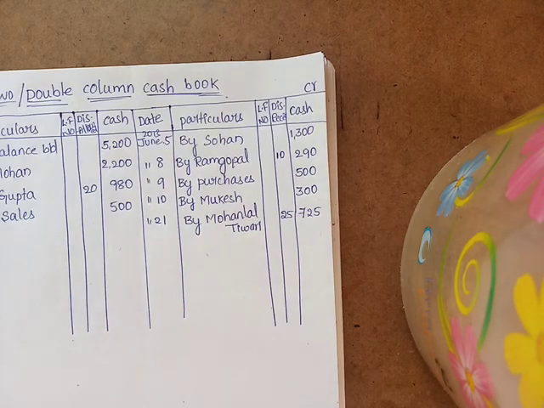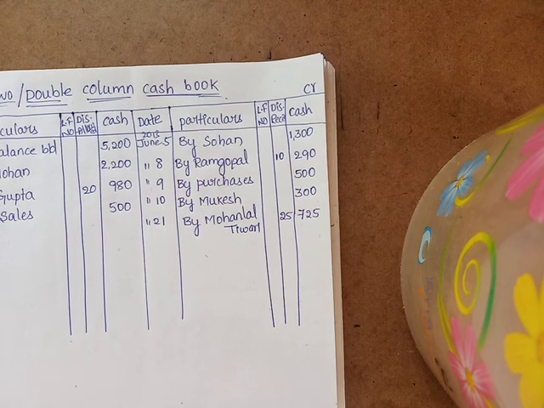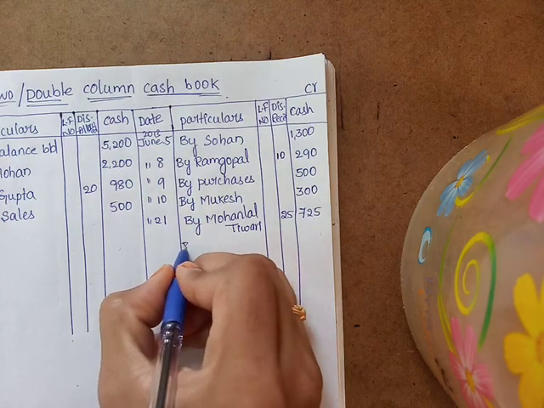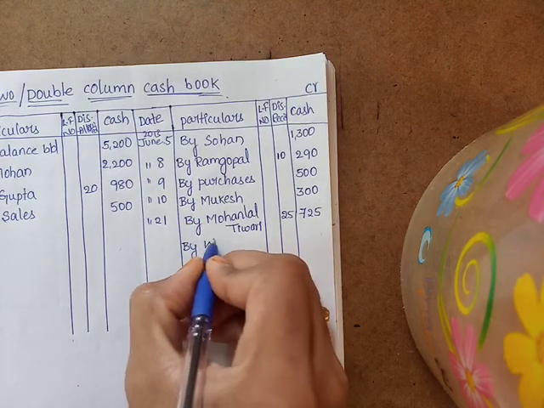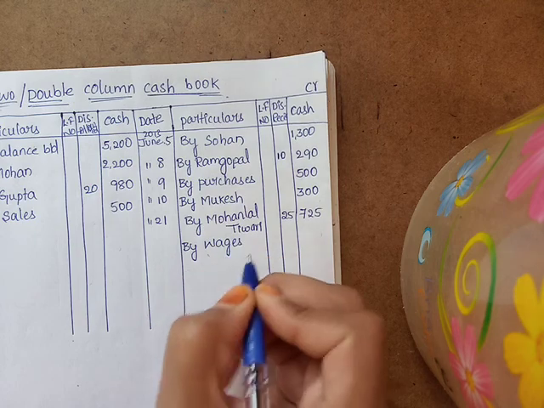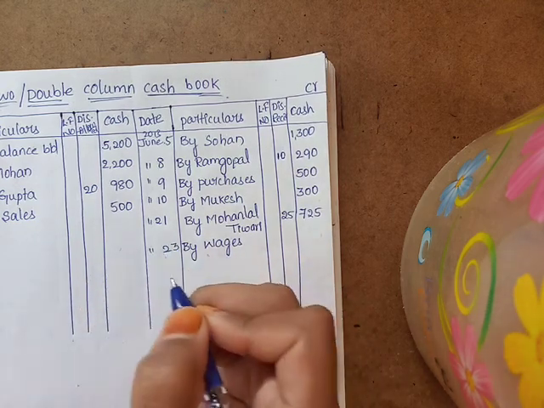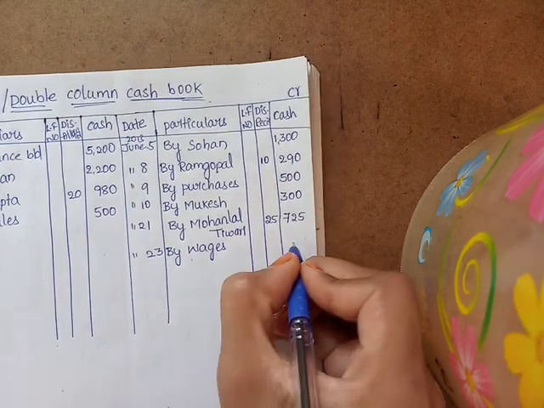Next, paid wages. Entry is what? Wages account debit to cash account now. So cash account is credit side. On that credit side of the cash book, by wages, June 23rd, amount is rupees 150.